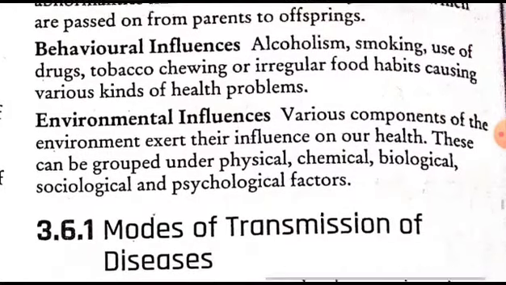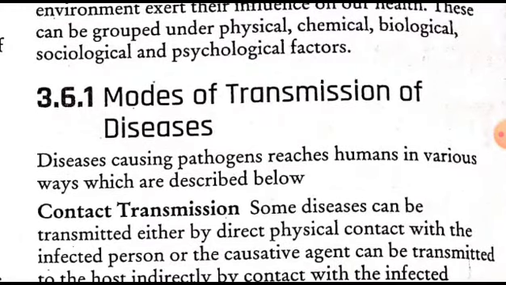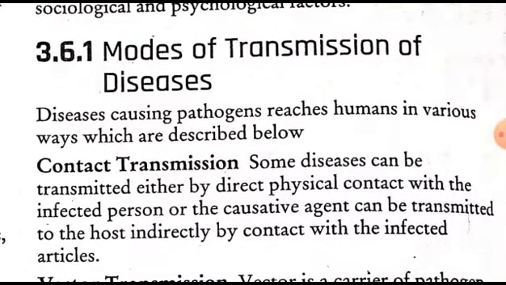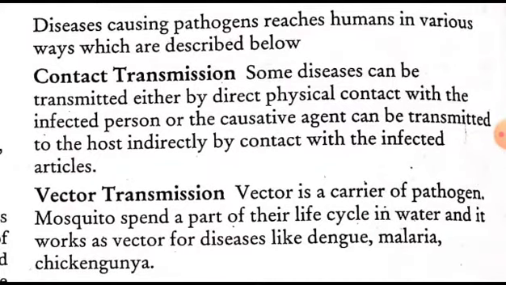Environmental influences: various components of the environment exert their influence on our health. This can be grouped under physical, chemical, biological, social, and psychological factors. 3.6.1, Mode of transmission of diseases. Disease-causing pathogens reach humans in various ways, which are described below. First is contact transmission. Some diseases can be transmitted either by direct physical contact with the infected person, or the causative agent can be transmitted to the host indirectly by contact with infected articles.